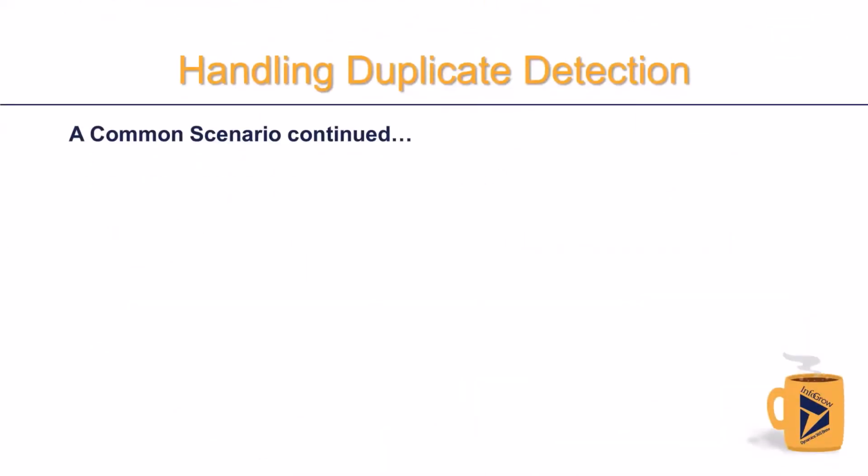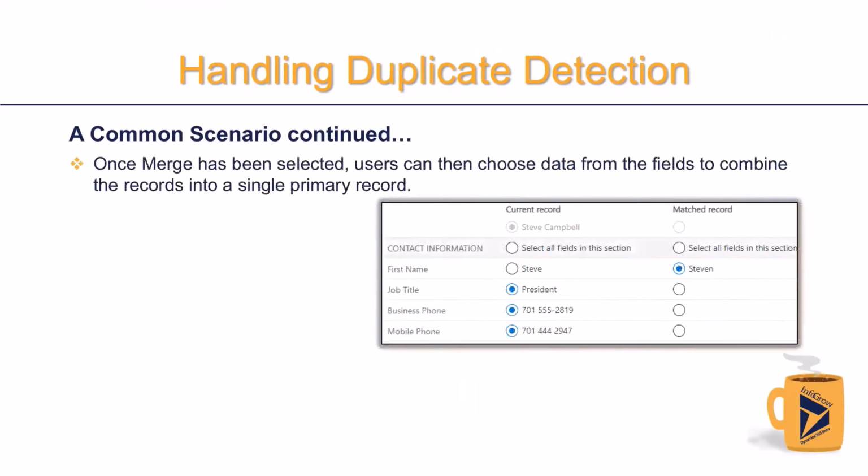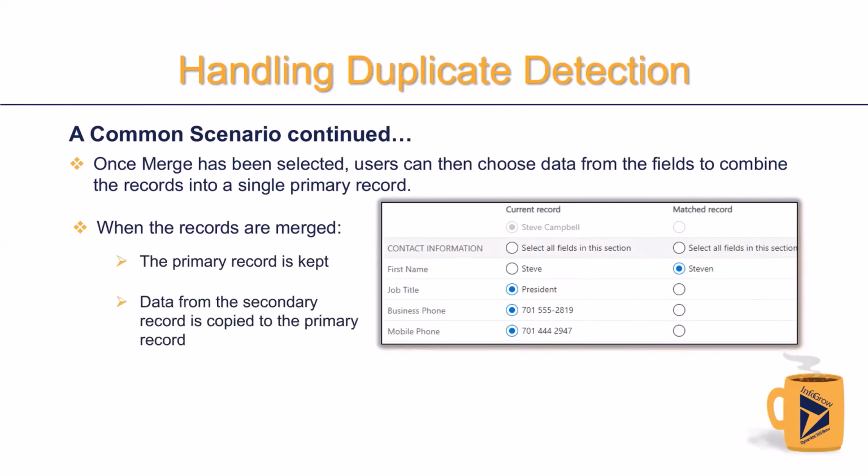Once merge has been selected, users can then further inspect the two records and choose data from each to combine into a single primary record. After the desired data is chosen and the records are merged, the primary record is kept. The data from the secondary record is copied to the primary record, and the secondary record is deactivated.